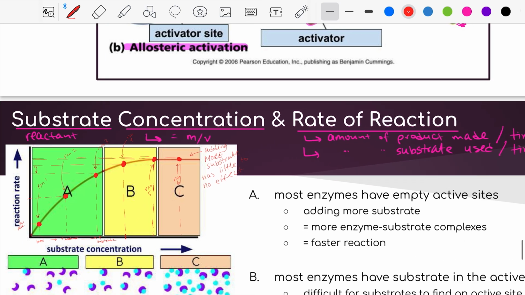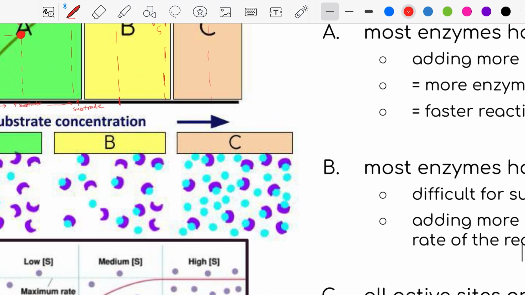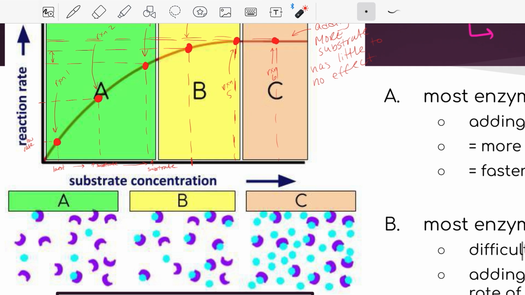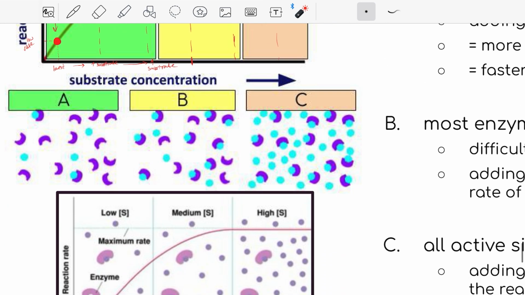So why is this? Well, if you look in this part of the graph here, where increasing substrate concentration does have an effect, a lot of those enzymes are empty. They're actually searching for a substrate molecule. And so by adding more substrate, we are increasing the chances that an enzyme will bump into a substrate to form an enzyme substrate complex and make product.